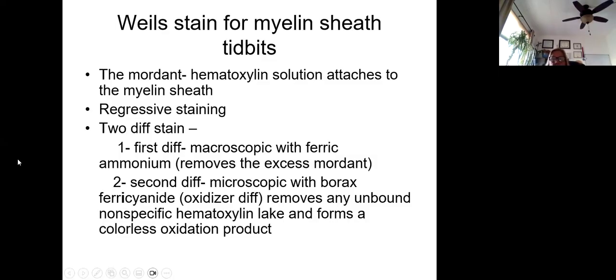And if you're not paying attention, you can actually use a ferrocyanide when it's supposed to be a ferricyanide, and they are two completely different animals. So you've got to really pay attention to make sure you have the right solution there. So it's going to remove any unbound, non-specific hematoxylin lake, and it forms a colorless oxidation product.